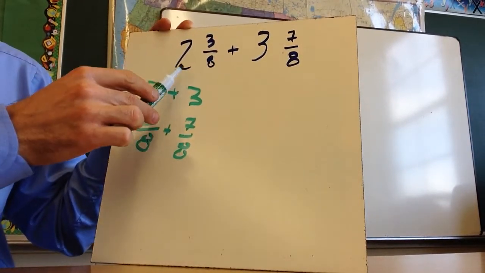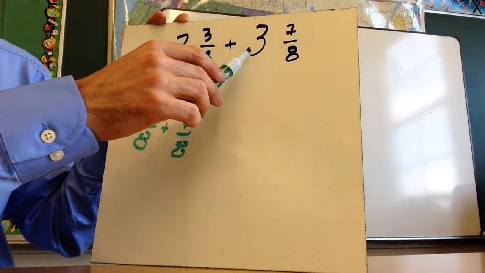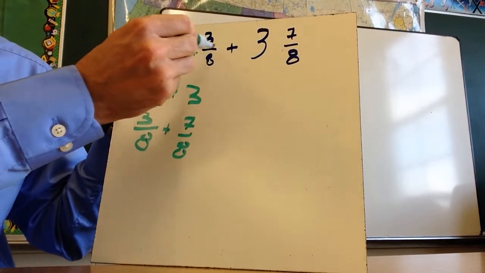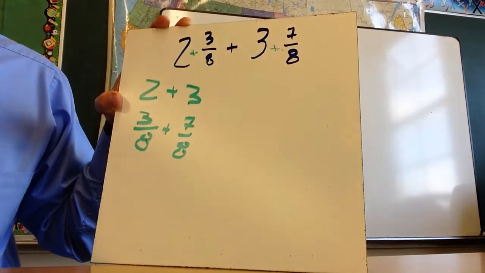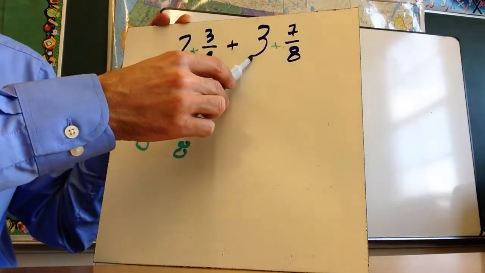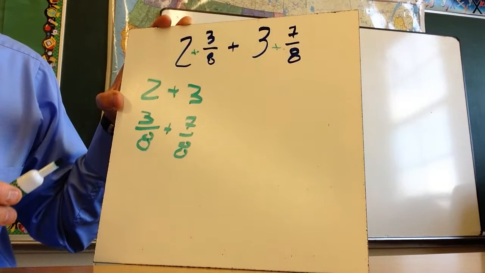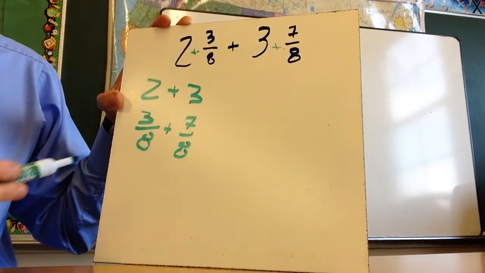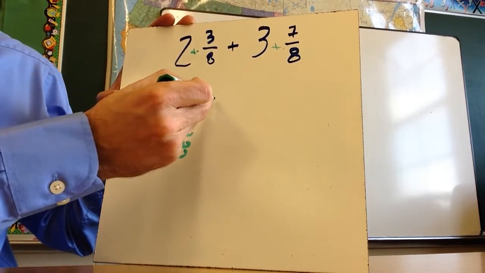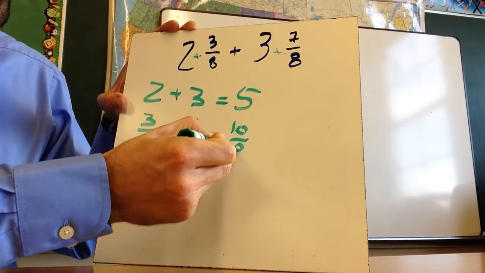So if you think of this as 2 and 3/8, this is really the same as 2 plus 3/8, and this is the same as 3 plus 7/8. So if you think about this as a plus here and a plus here, the commutative property tells me I can move things around, so I'm just going to go 2 plus 3 plus 3/8 plus 7/8, and then I'm going to essentially associate the 2 and the 3 and the 3/8 and 7/8, and I'm going to add them together, and this becomes 5, and this becomes 10/8.